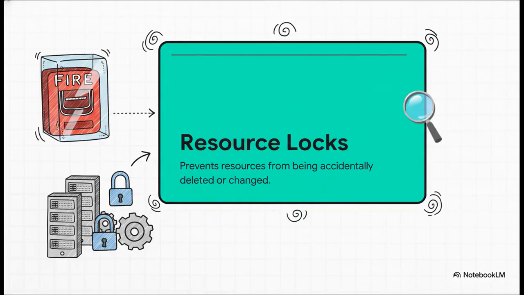Now, policy is great for enforcing rules, but what about preventing just plain costly accidents? For that, we have resource locks. And the perfect analogy is that little glass case over a fire alarm. It doesn't stop you from pulling it, but it makes you take that extra deliberate step, which prevents you from doing it by accident. A resource lock does the exact same thing for your critical systems.